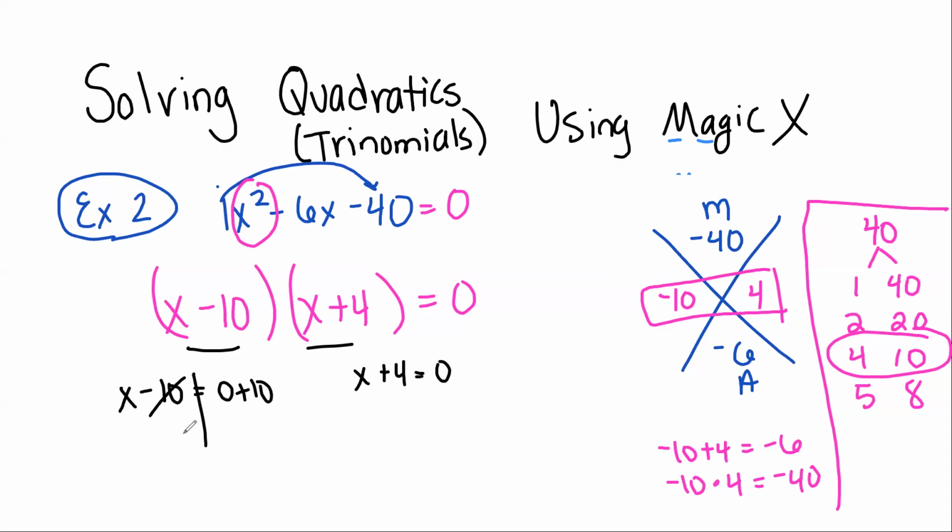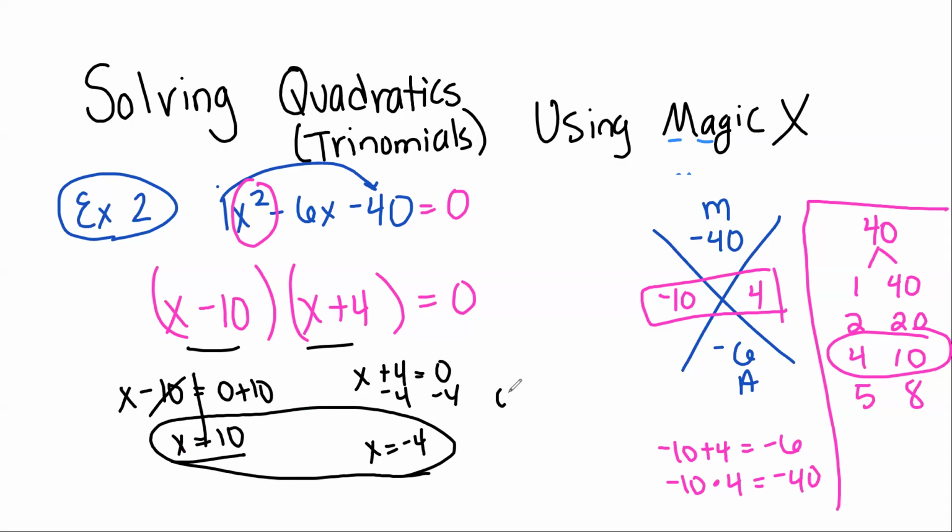Add 10. So x is 10 and x is -4. You could circle that. Just make sure you get them both. Or if you want to be fancy, x is the set, -4, comma 10. And we do put the set least to greatest. That's just proper notation.